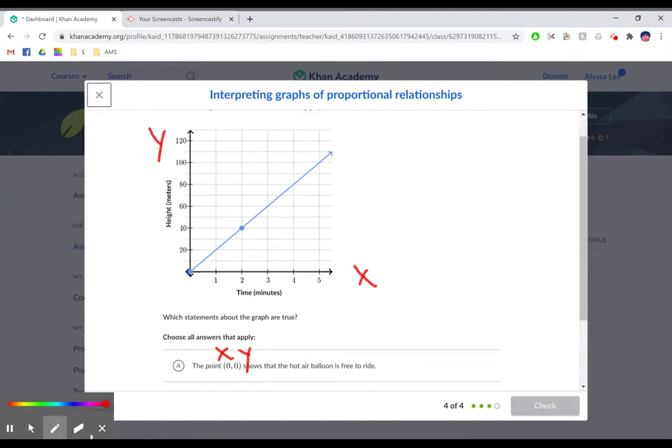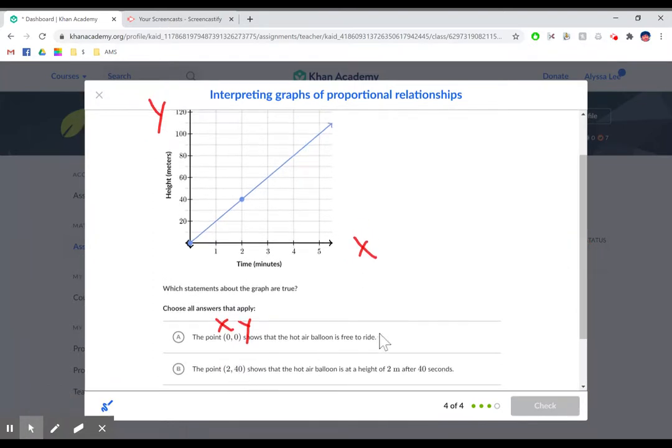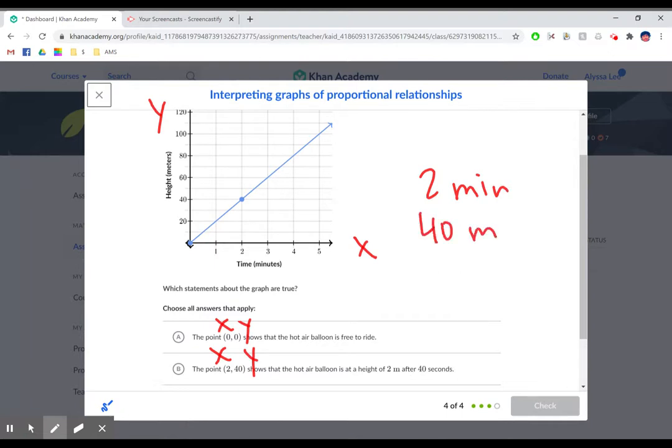Okay, so let's scroll down. Let's keep going here. A didn't work. Let's see if B works. The point 2,40, again, I'm going to label it. So x comma y. The point 2,40 shows that the hot air balloon is at a height of 2 meters after 40 seconds, okay? So let's make sure we read our labels. X is 2, which means we're at 2 minutes, right? 2 minutes. And then your y value is 40, which means we're at a height of 40 meters. So let's see if that matches what they say.